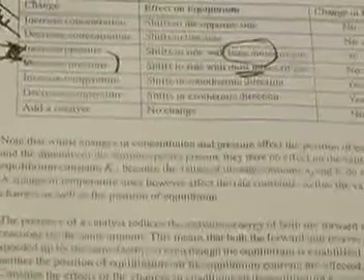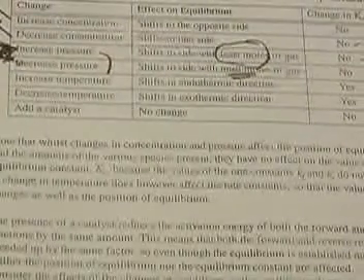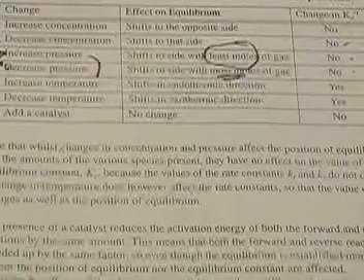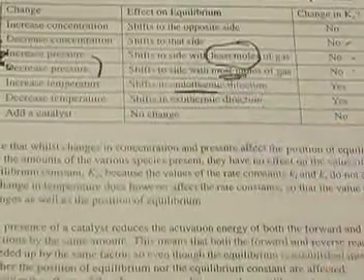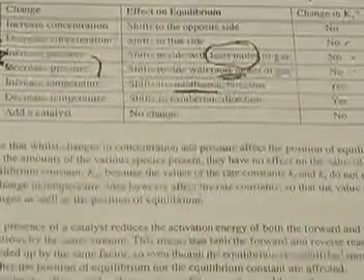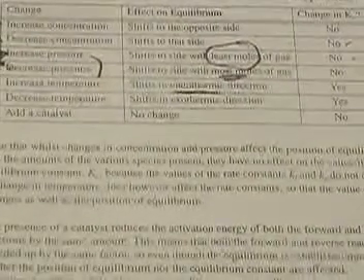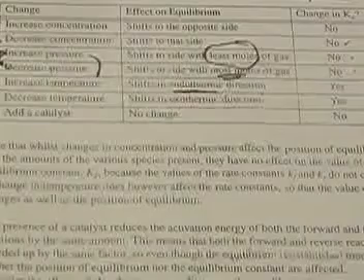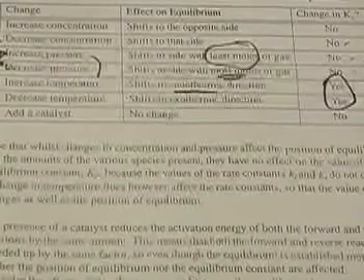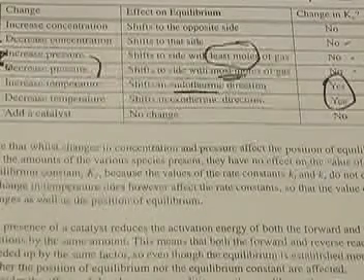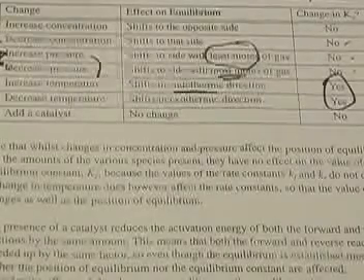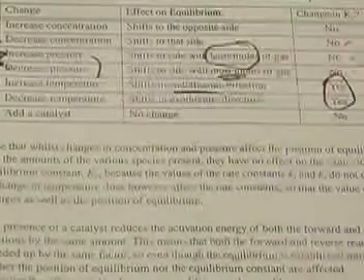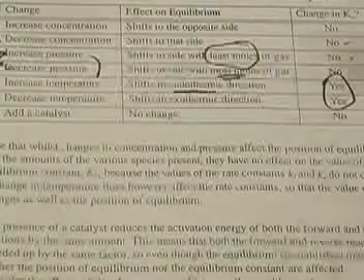Last two, you can increase the temperature or decrease the temperature. If you increase it, it will shift in the endothermic direction. And the best way to do an increase or decrease in temperature is to use heat as a reactant or a product. And of course, you'll change K with an increase or decrease in temperature, because temperature changes what the equilibrium constant is. A decrease in temperature will shift to the exothermic direction.